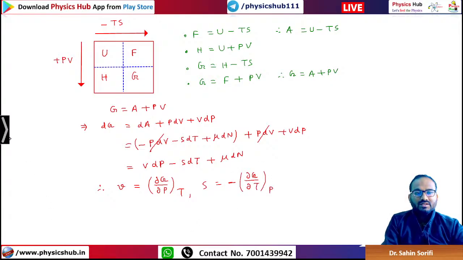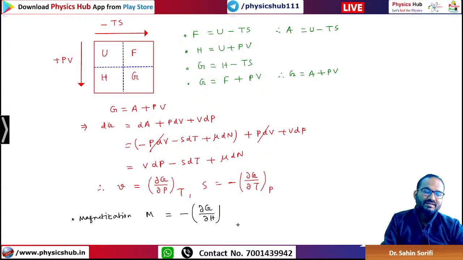In addition, let me give you an additional formula, the magnetization formula. Magnetization is also discontinuous for the first order phase transition. Magnetization is denoted by M, and you can write it as minus del G by del H, where H is the magnetic field.